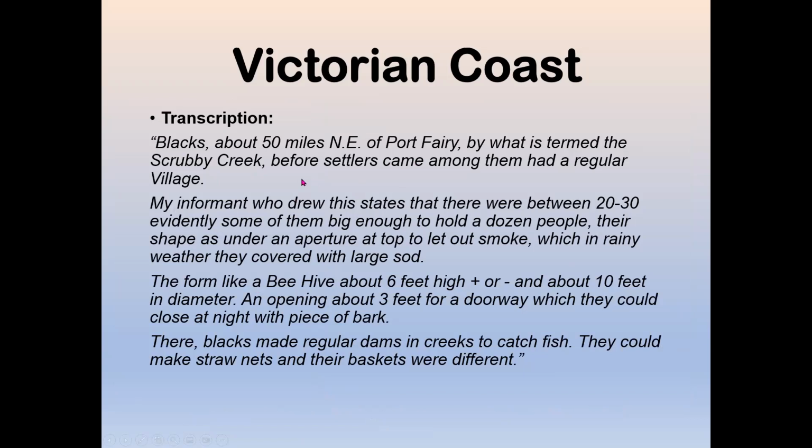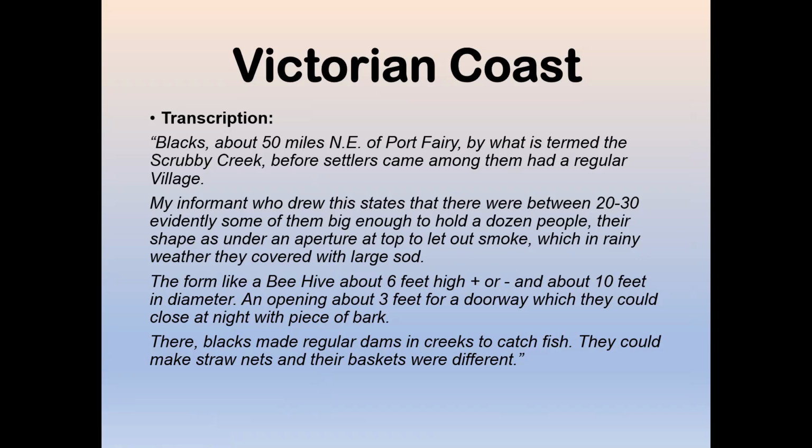It says, Blacks about 50 miles northeast of Port Fairy by what is termed the Scrubby Creek, before settlers came along. Among them had a regular village. My informant who drew this states that there were between 20 to 30, evidently some of them big enough to hold a dozen people. Their shape as under, an aperture at top to let out smoke, which in rainy weather they covered with large sod. Now, I am not sure what sod is. I thought it was sort of dirt, but I can't see them covering that with.